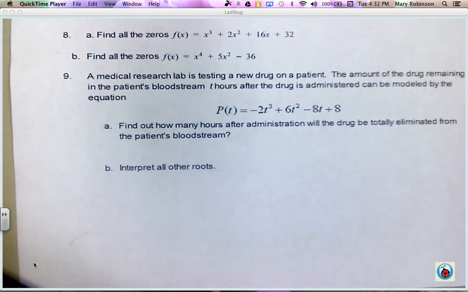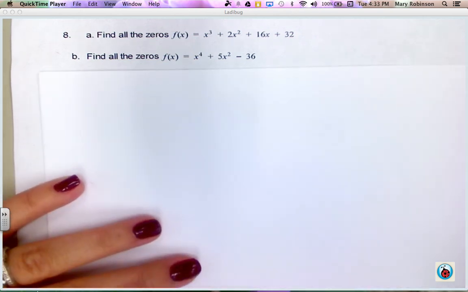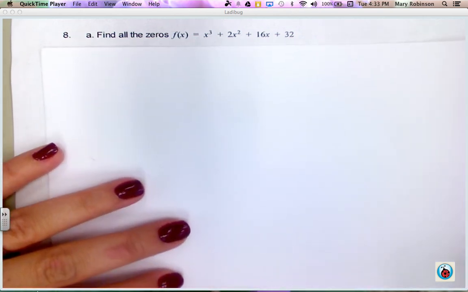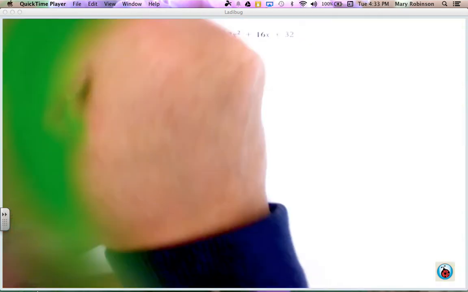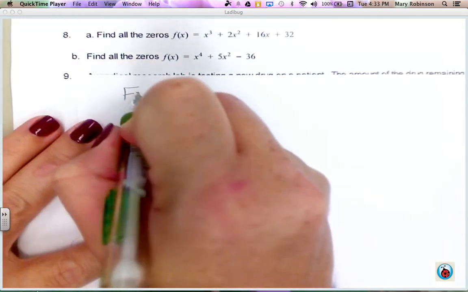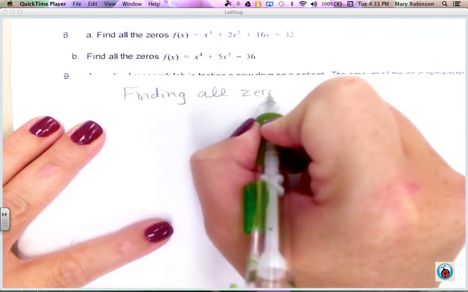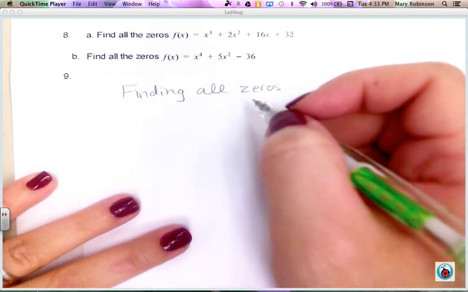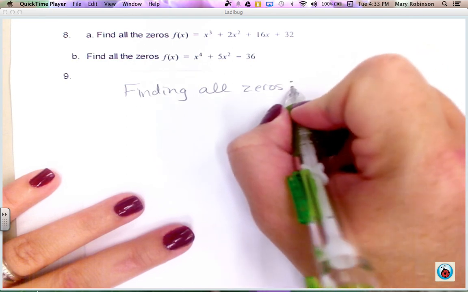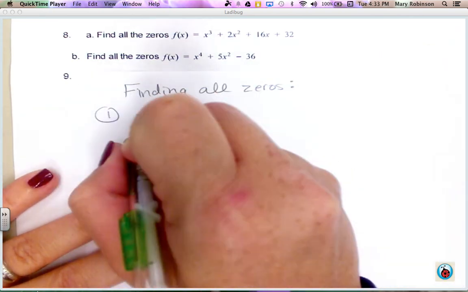Alright, this is video 3 to finish up the test review covering problems 8 and 9. For 8 and 9, you're asked to find all the zeros, which means the real and the complex zeros. So I'm going to give you first a list of steps to make sure you understand all the steps for finding all zeros. I highly recommend you put this on a note card or a separate sheet of paper. Hint, hint, maybe you'll get to use it tomorrow.